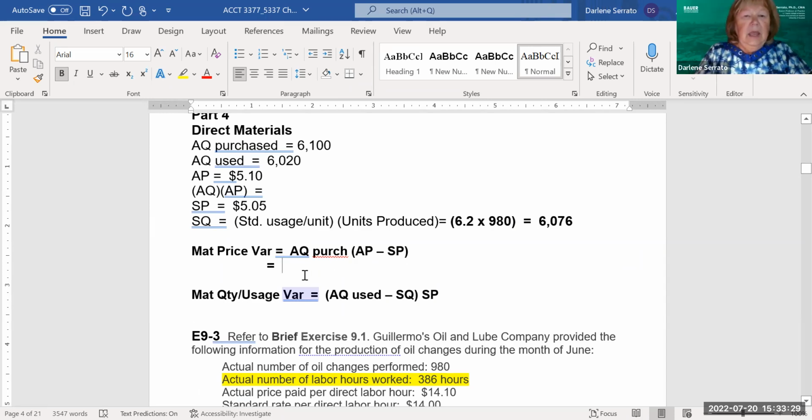So AQ purchased was 6,100 times $5.10 minus $5.05. So it's going to be unfavorable because we paid more than we should have. And the dollar amount is 0.05 times 6,100, which is 305 unfavorable.